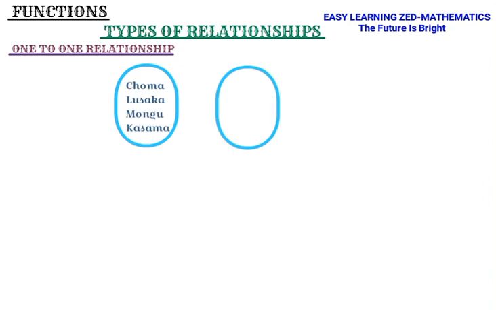So the first one we're going to look at is the one-to-one relationship. What is a one-to-one relationship? I'm going to draw an arrow diagram here. On one set of elements we have Choma, Lusaka, Mongu, Kasama. On the other side we have Western Province, Southern Province, Northern Province, Lusaka Province.